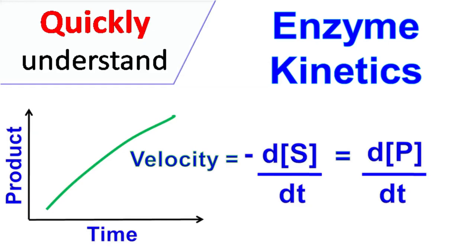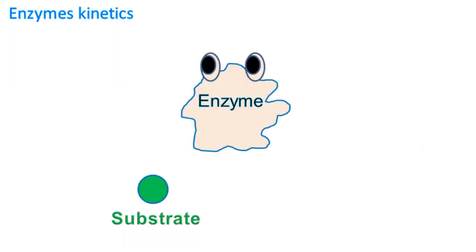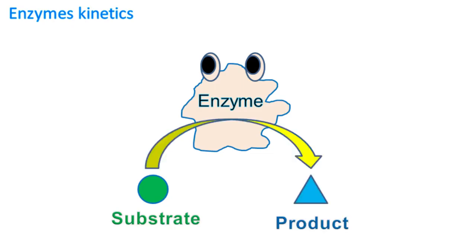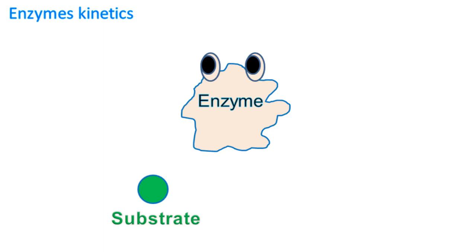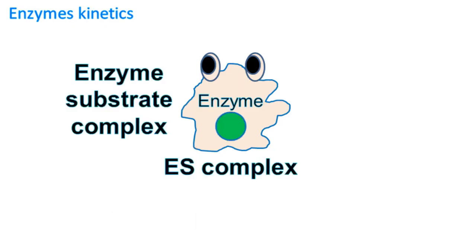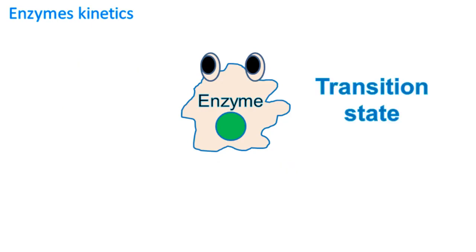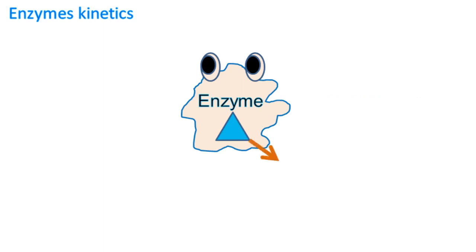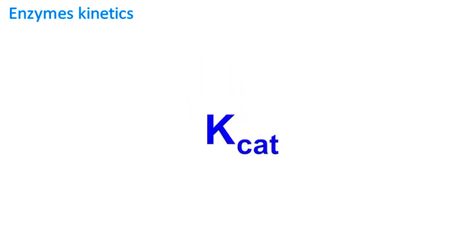Let's talk about enzyme kinetics. Enzyme kinetics is a study of how enzymes bind their substrate and convert them into a product. During enzymatic reaction, the enzyme binds the substrate and forms enzyme-substrate complex. The ES complex is usually in a transition state in which substrate is converted into a product and the product is finally released.